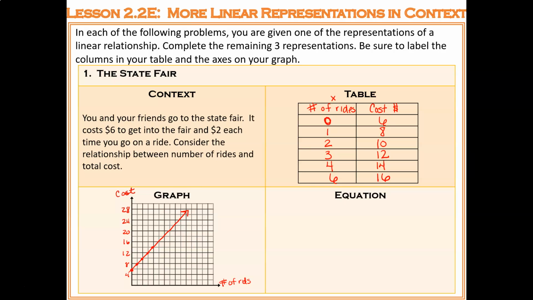Okay, the equation, remember, here's our format. Our rate of change is the $2 for each ride, and our initial value, this is our rate of change, and our initial value is the 6. So we have y equals 2x plus 6.